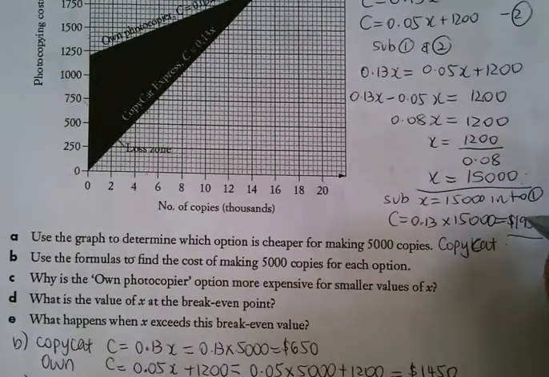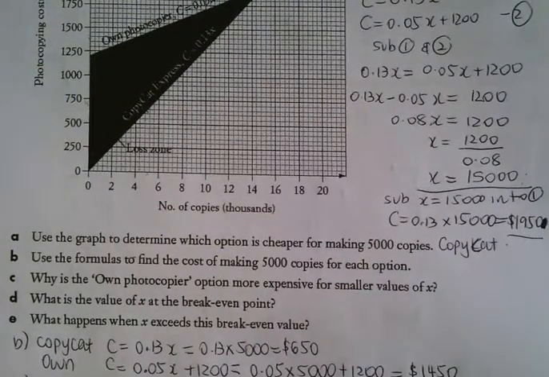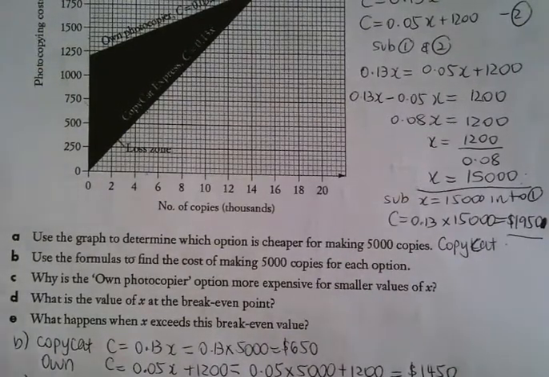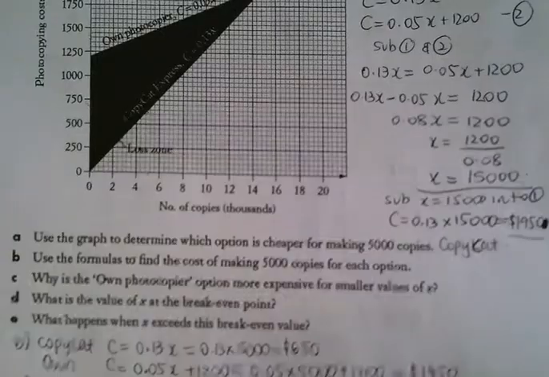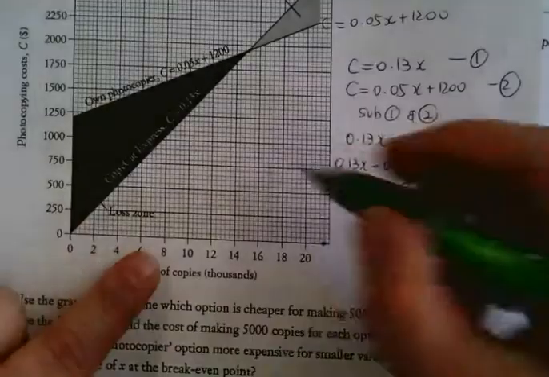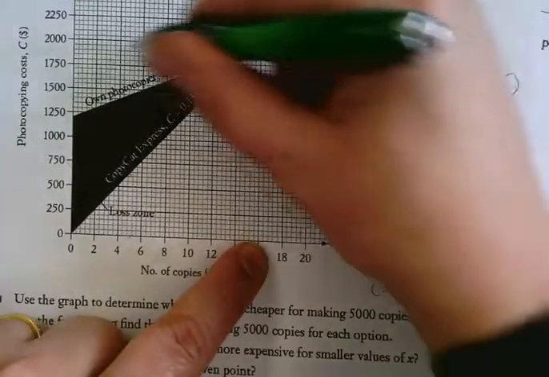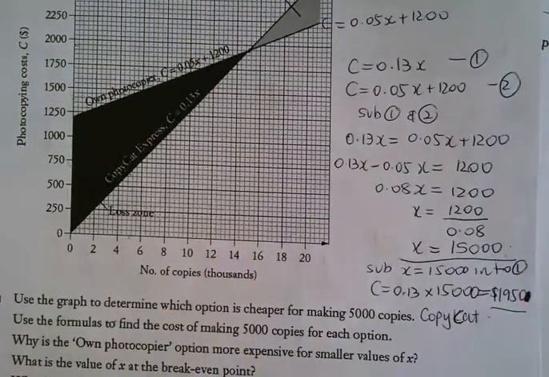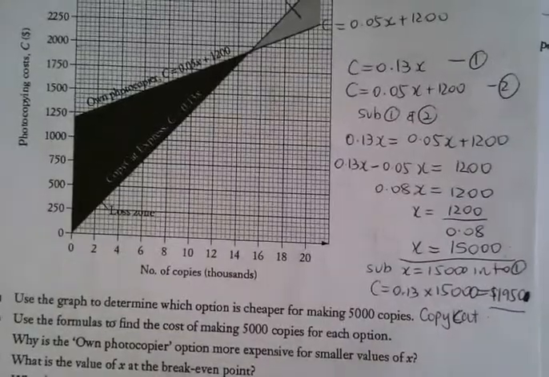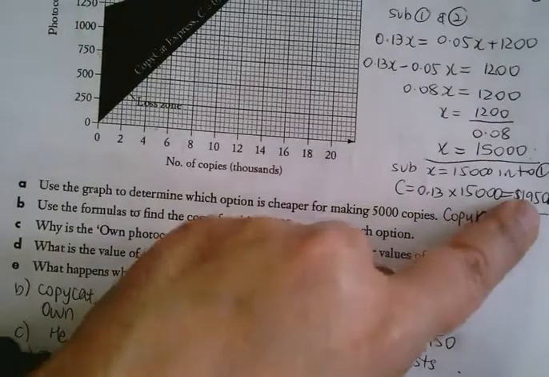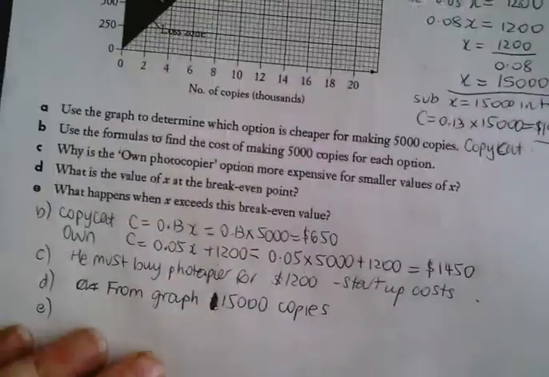Is it 19,000? No, it's 1,950. It's only 0.13 times that. I just wrote the wrong number there, but it's correct. 1,950. Having a look here, 15,000 looks good, 1,950. Okay? Just showing how you can solve it. I just missed out a 0.